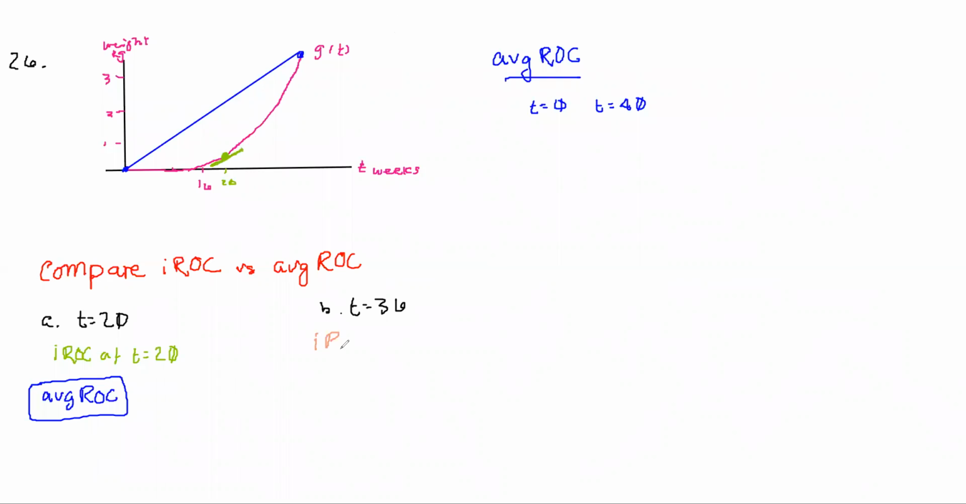So I'll also do this over here. Instantaneous rate of change at t is equal to 36. So 36 is going to be up here-ish, and it's going to be much more positive, as you said. It's going to be something that looks like this. So now we're just going to eyeball it. This looks less positive here at 20 than the average rate of change.